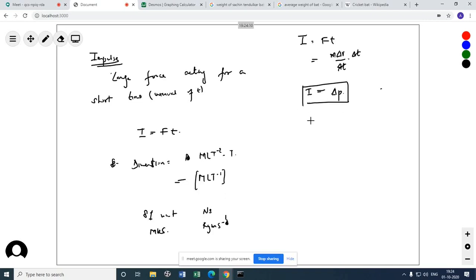So what do you think? Impulse is equal to change in momentum. We'll do some problems on this, don't worry.